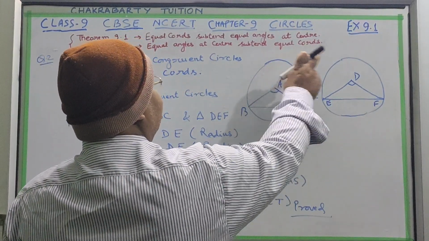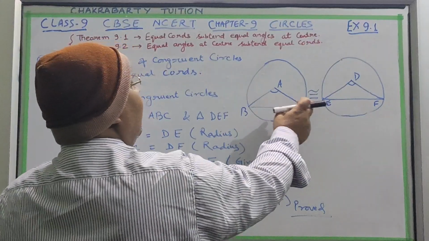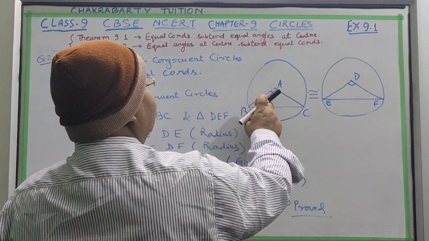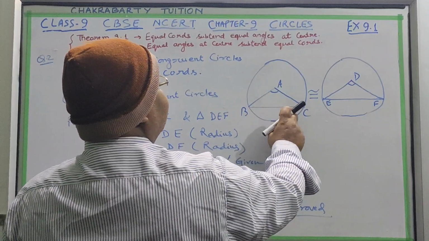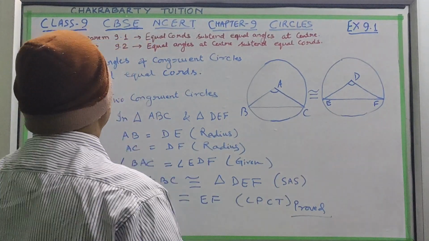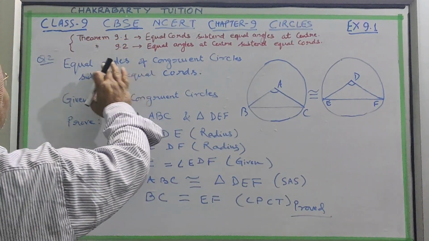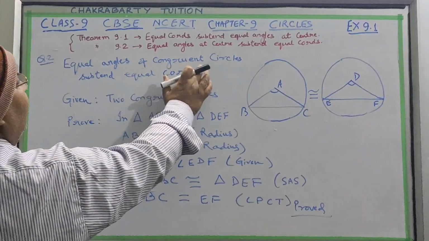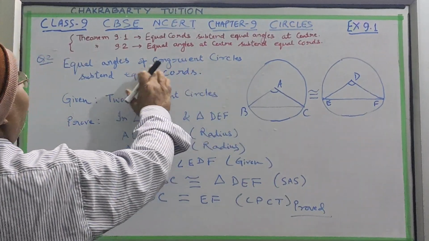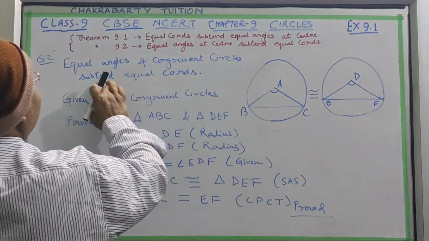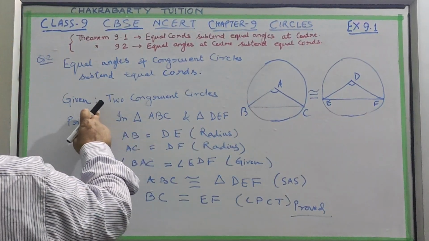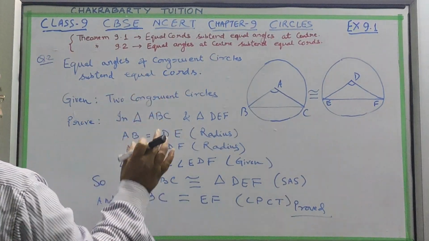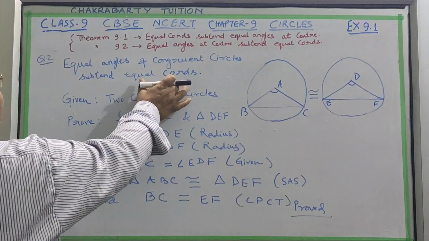Here, two circles are given which are congruent. It means this radius and this radius are equal, and you have to prove this line is equal. Okay. So what is the question? Equal angles of congruent circles subtend equal chords. Okay, this is your question. I have written the question in short, in a nutshell.